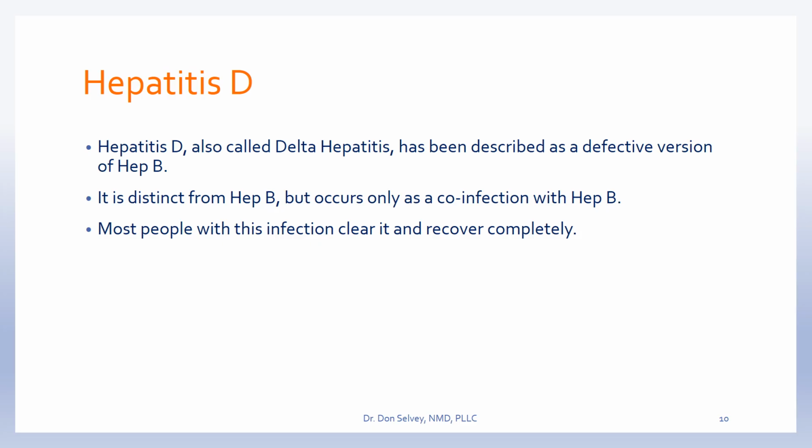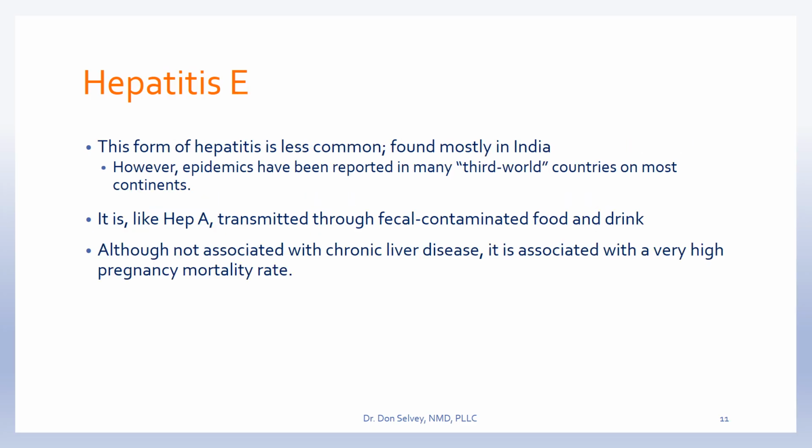Hepatitis D, or delta hepatitis, is a defective version of hepatitis B. It's not hepatitis B, but it's very similar to it. It occurs only when a patient already has hepatitis B, so it's a co-infection. Almost always patients will clear this, recover completely, and probably never know they have it.